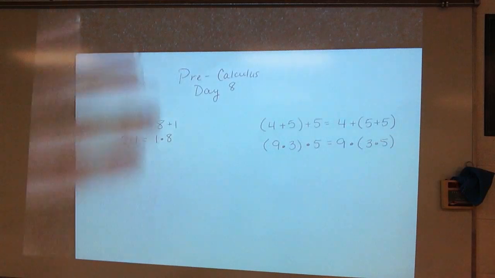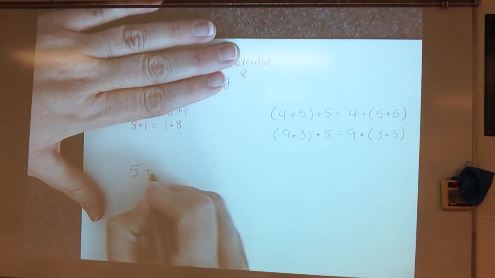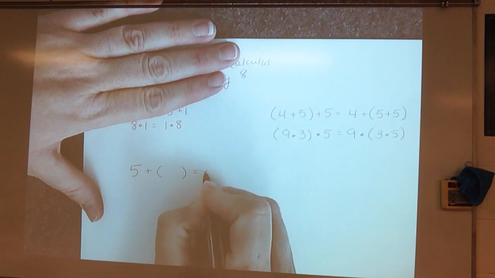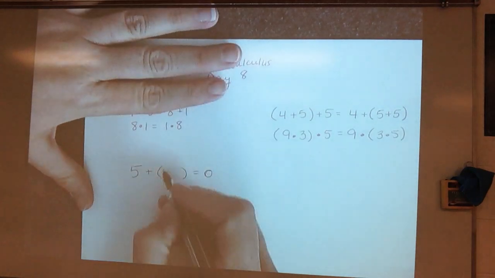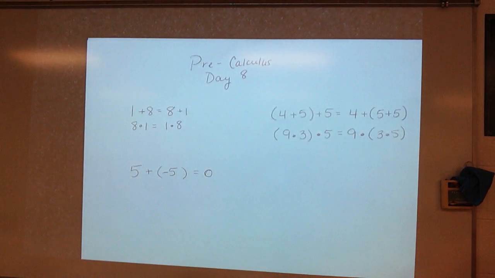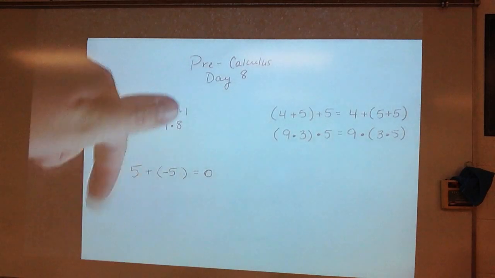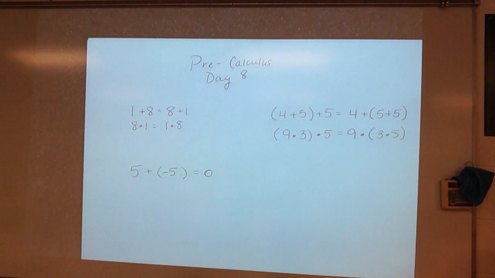The inverse property tells me this. Let's say that I have 5. What can I add to 5 that would give me 0? Well, guys, remember, inverse is opposite. All right? The additive inverse is opposite. So when I add additive inverses, I'm always going to get 0.